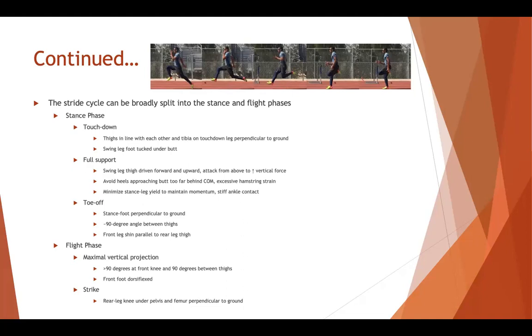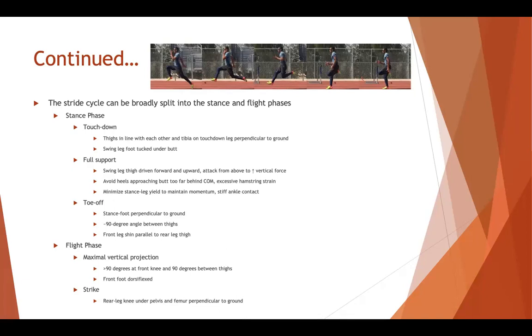Increasing lower leg strength and stability increases the potential to transfer high forces from the hips into the ground. Lower leg stiffness will enhance ground contact times, vertical impulses, activation, and involvement from muscles up the chain, and elastic return. Toe off is the point at which the body is about to leave the ground, the frame all the way on the left. At this point, the stance foot should be picked up perpendicular to the ground, with a 90-degree angle between thighs, and the front leg shin parallel to the rear leg thigh.